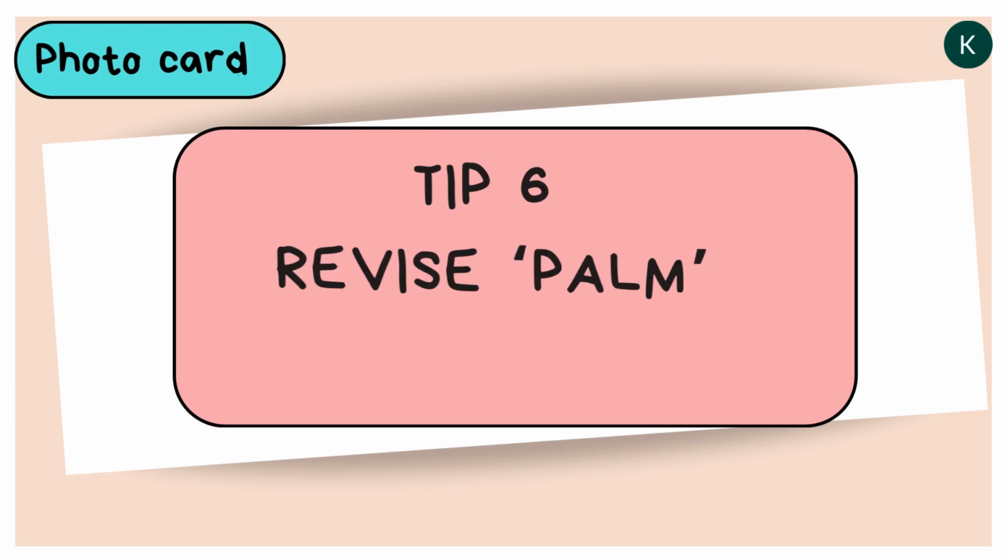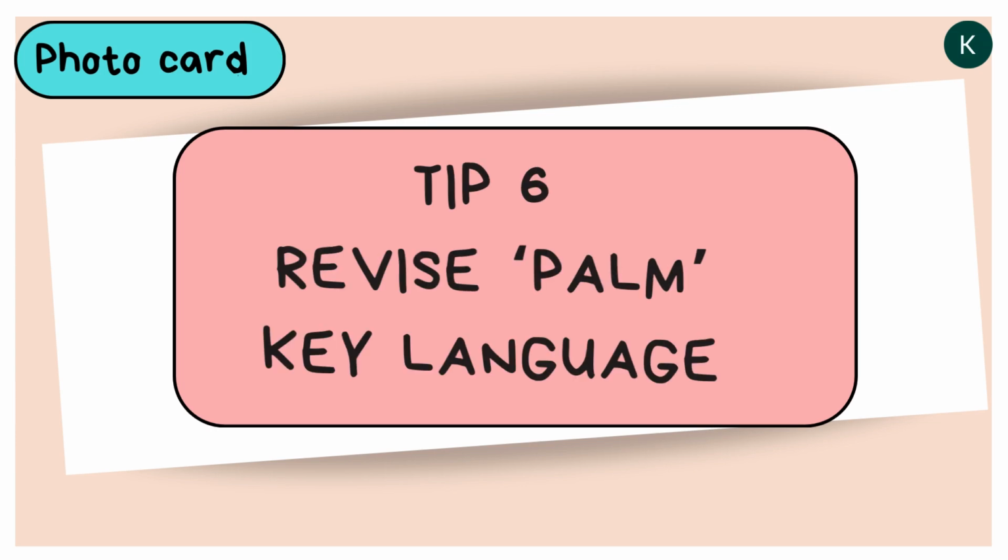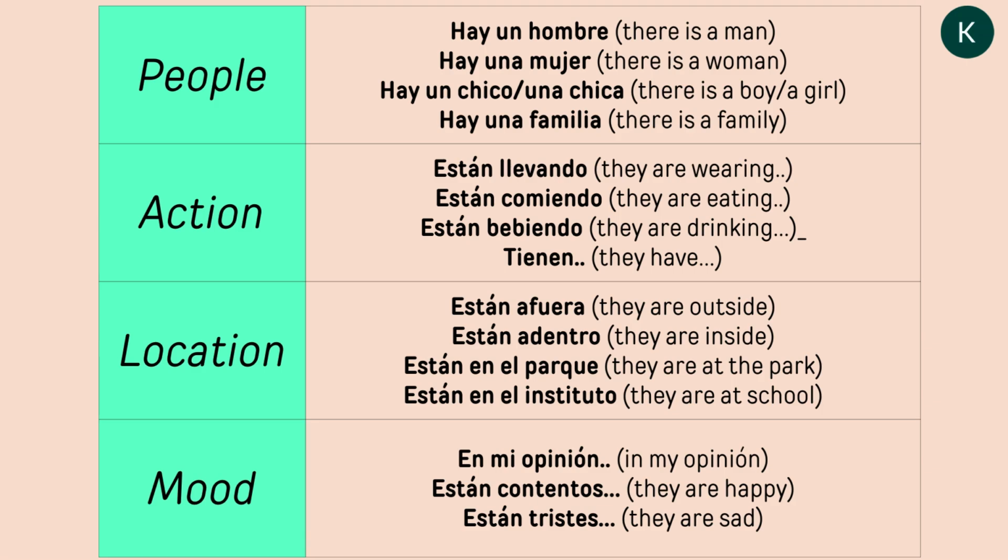Tip 6, and this is for the photocard question again, is to revise PALM key language. So PALM stands for people, action, location, and mood. Here are some example phrases for people, action, location, and mood. If I were you, I'd maybe memorize a couple of phrases for each category, just so that you've got something to go to in your preparation time.